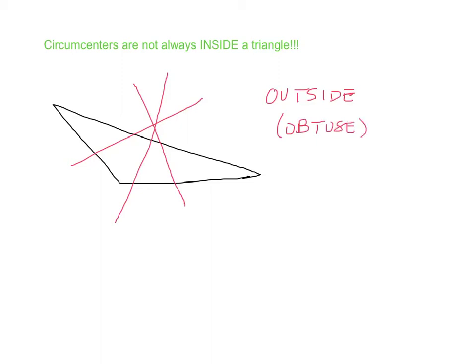And again, that was for an obtuse triangle. The last type of triangle that we have not looked at is a right triangle. So let's go ahead and look at that. We have our right triangle, so now we need the perpendicular bisectors.